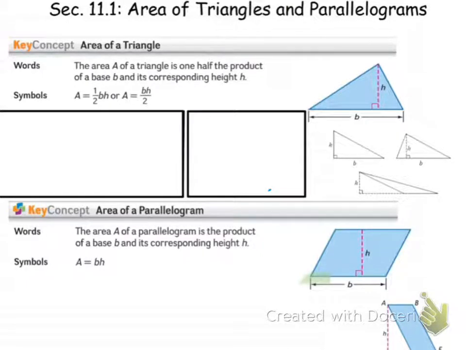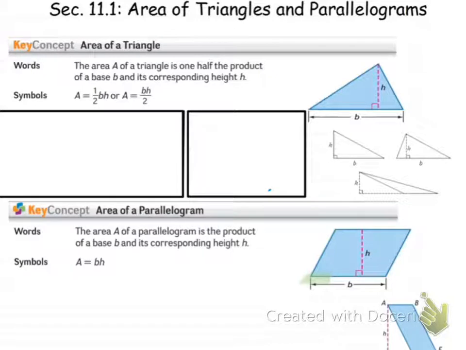This unit is going to be over area, and we're going to take it basically shape by shape and talk about area of triangles, parallelograms, trapezoids, all types of stuff. So today we're going to focus on area of triangles and parallelograms.